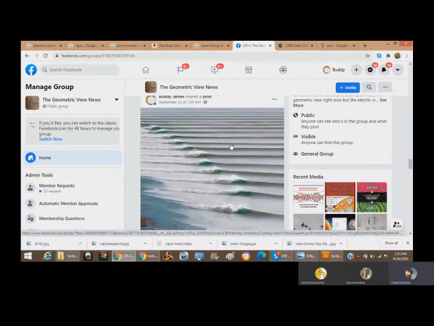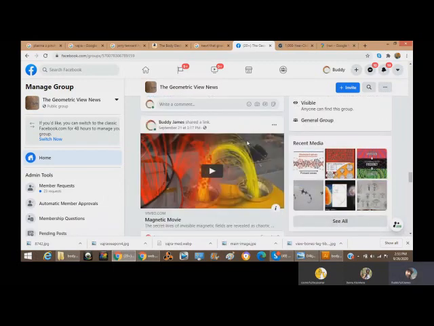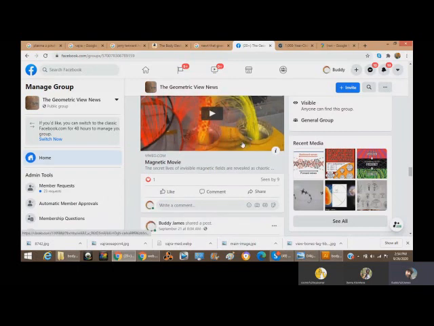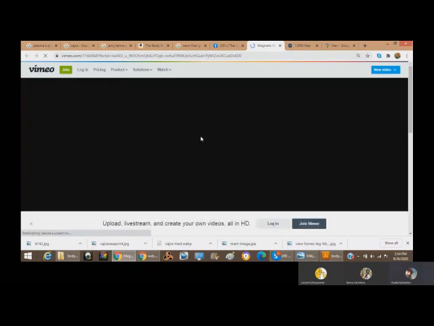Someone said that this was false. I don't know if it's false or not, so check it out on your own. Magnetic movie, that looks interesting, and it's actually really cool. I remember watching this and listening to it. I hope I don't get a copyright strike. We'll just play a tiny bit of it.